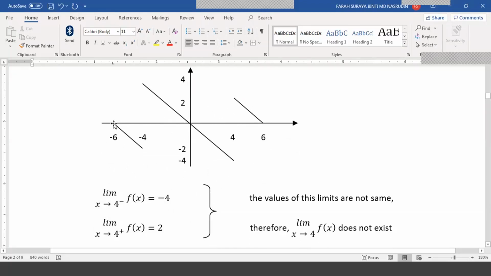Datang menghampiri 4 ni. Daripada negatif 6, negatif 5, negatif 4. Lepas tu sama kat sini. Negatif 4, negatif 3, negatif 2, negatif 1, kosong, 1, 2, 3, 4. Dekat sini. Dah sampai nilai x 4. So, bila kita menghampiri 4 tadi, nilai y kita akan menghampiri kat sini, negatif 4. So, jawapan dia negatif 4.